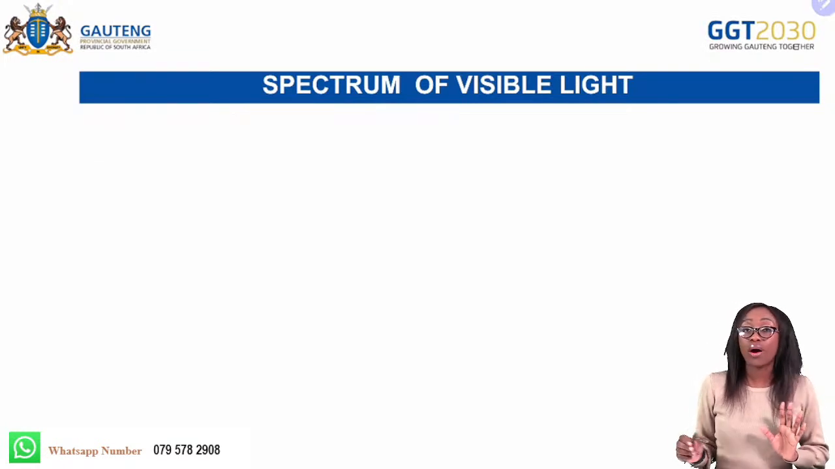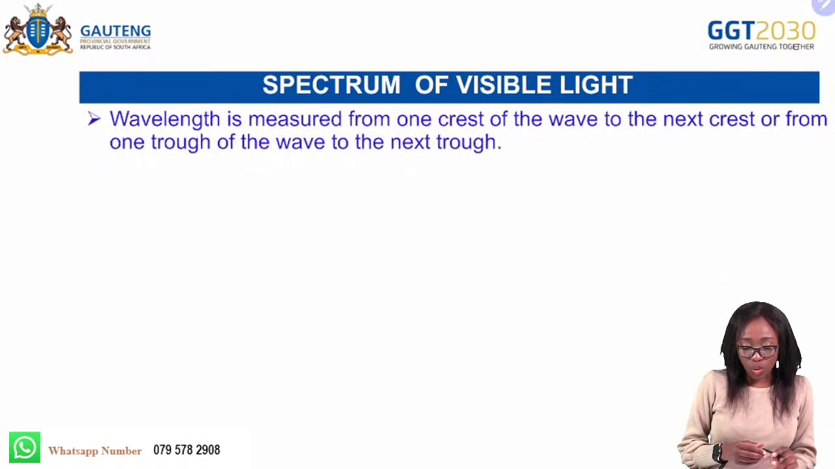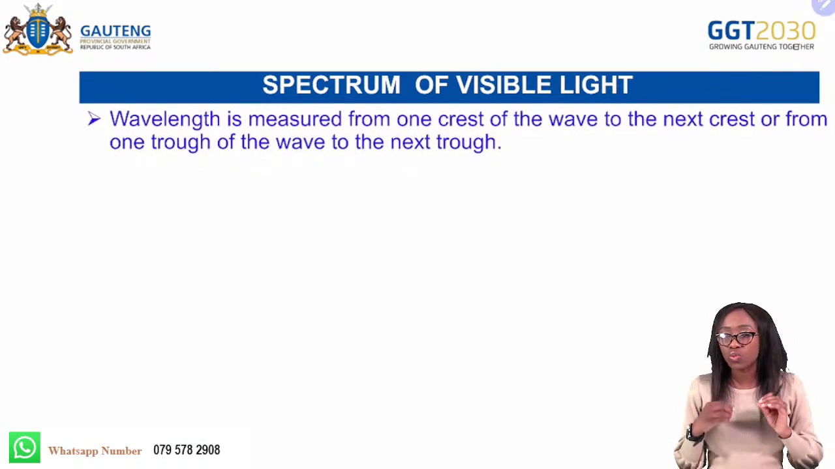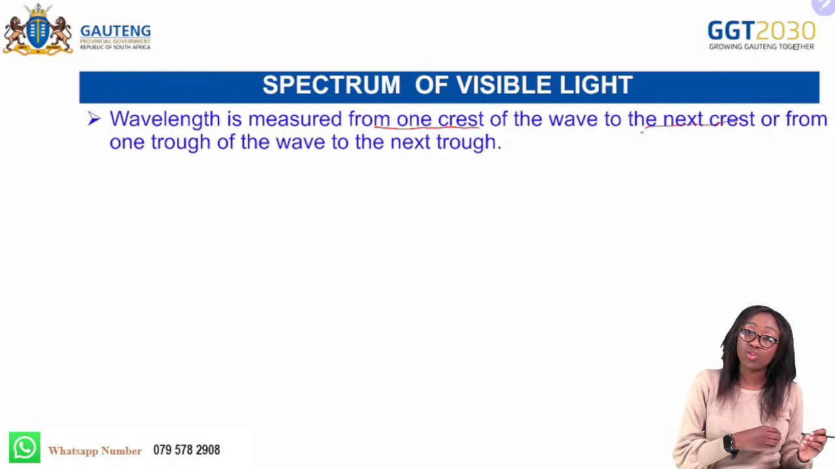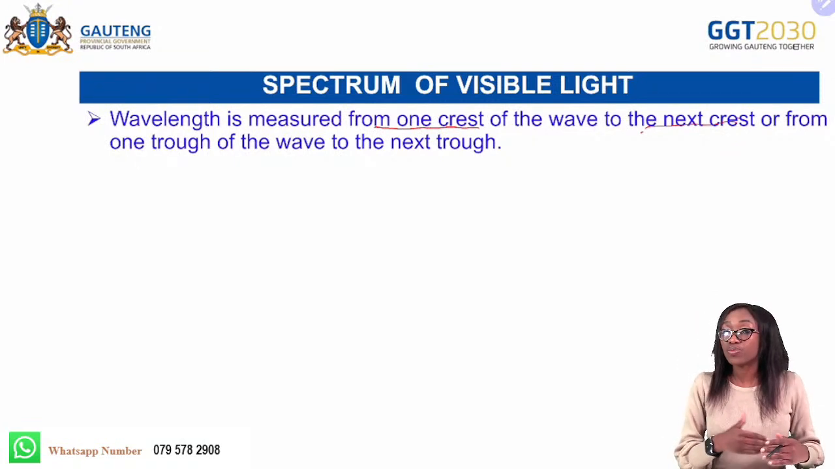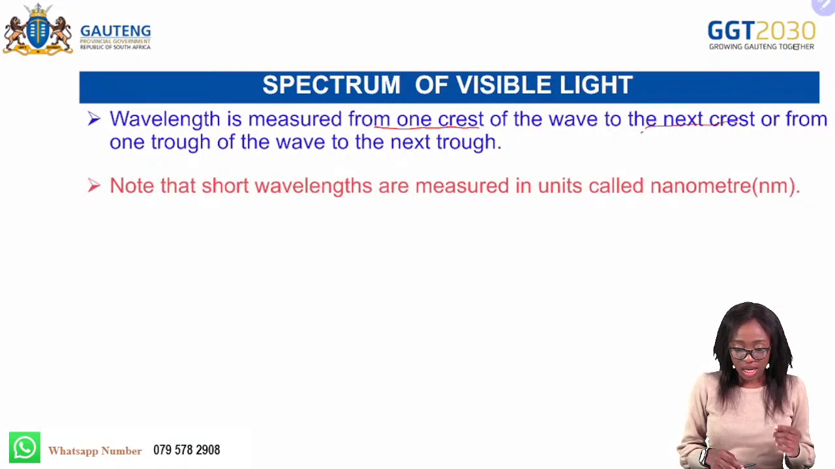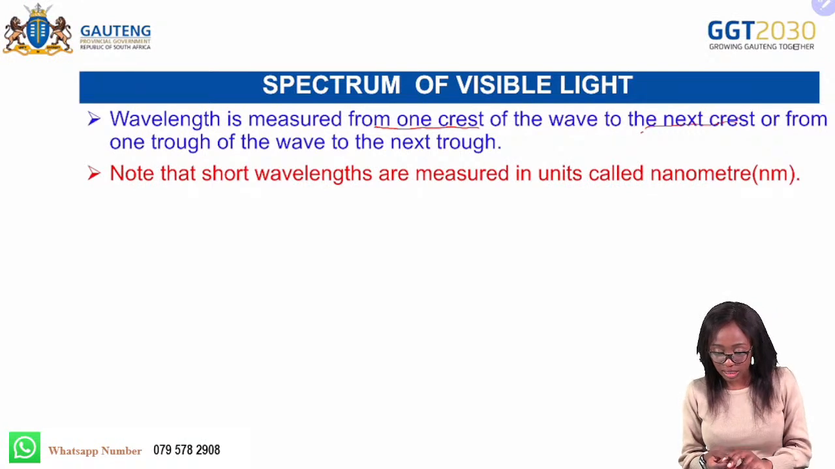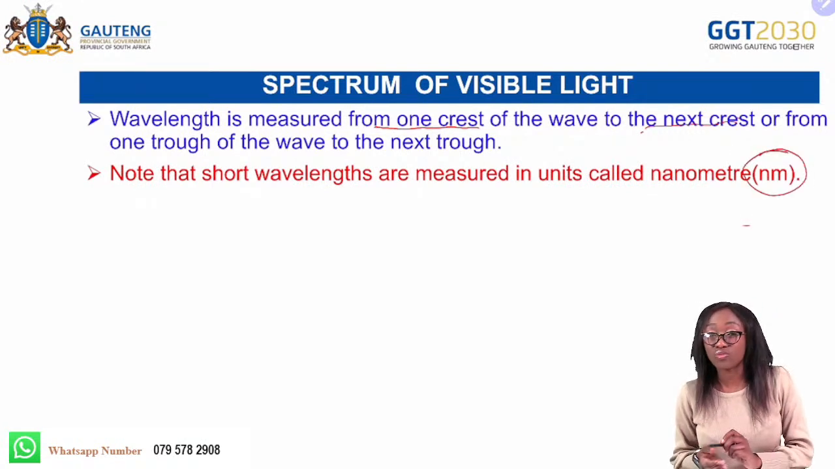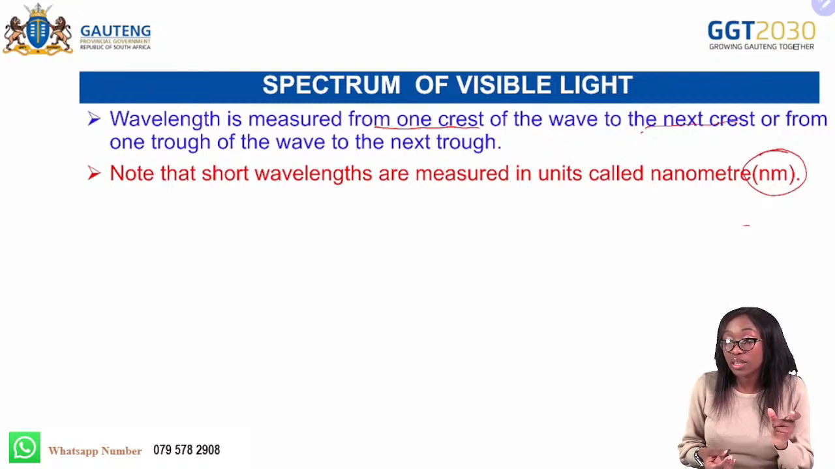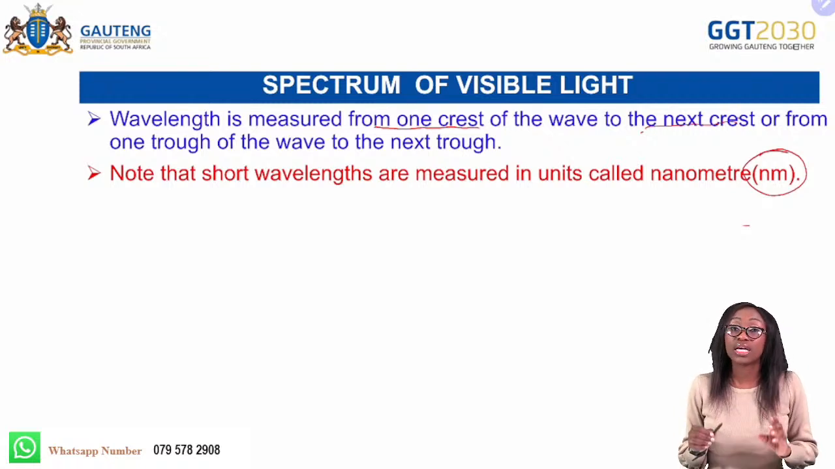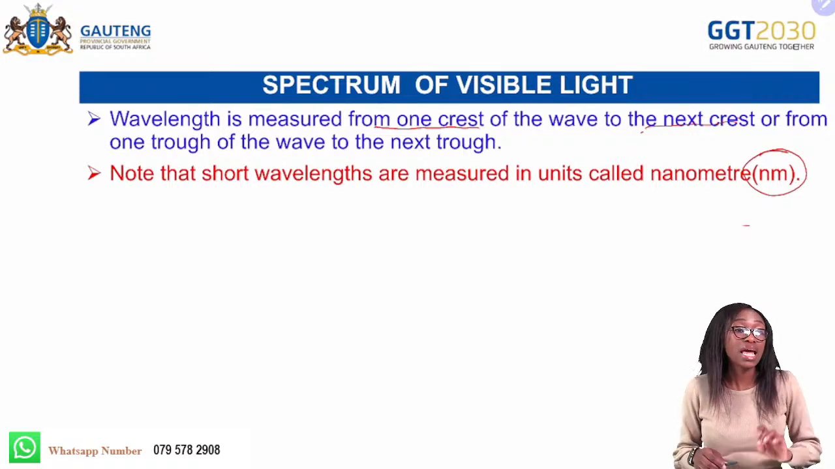Now let's talk more about the spectrum of light. We have established that wavelength is measured from one crest of the wave to the next crest, or from one trough to the second trough, and they have to be following each other. They must be consecutive. Now, note that short wavelengths are measured in nanometers. Remember, we've been learning about SI units. Wavelength also has a unit, and the shorter wavelengths are measured in nanometers, represented as nm.